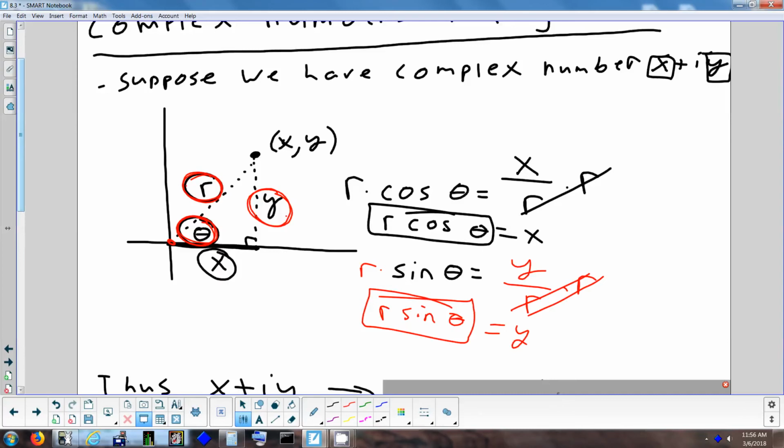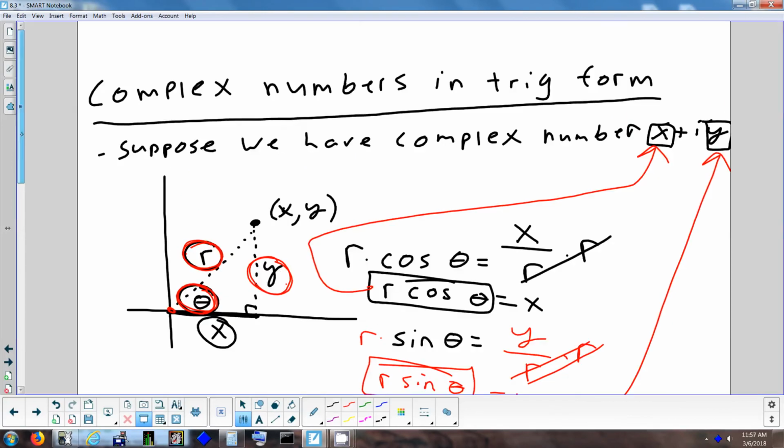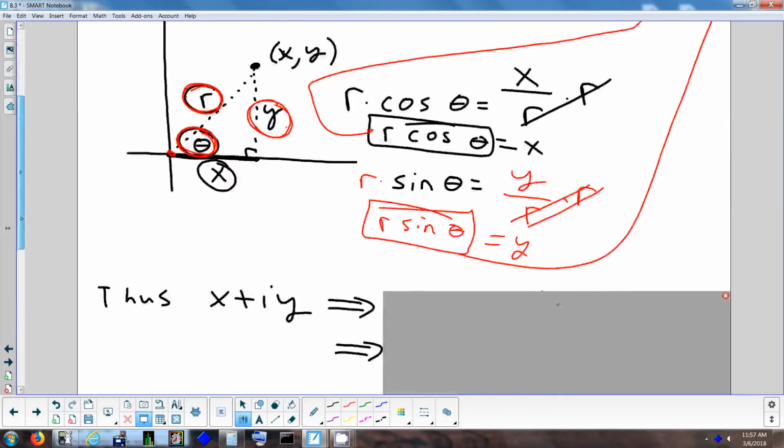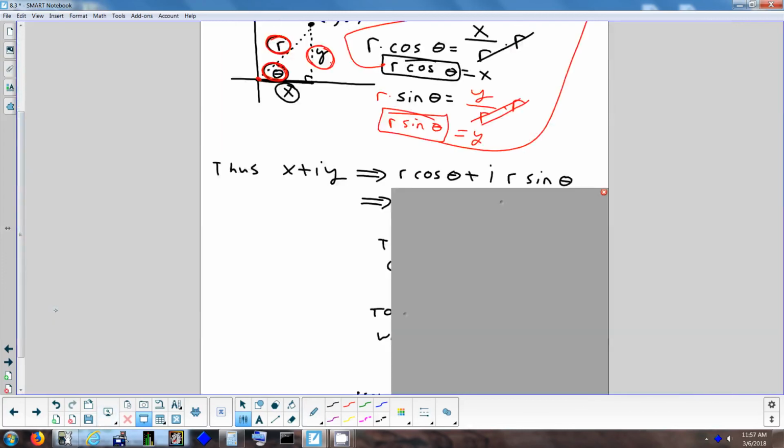Okay, the first box in black equals x. The second box in red equals y. Plug in the first box for x. Plug in the second box for y. And that will give you how you write a complex number in trig form. Okay, so let's just write it out. So if you write it, instead of x and y, you have x becomes r cosine theta.